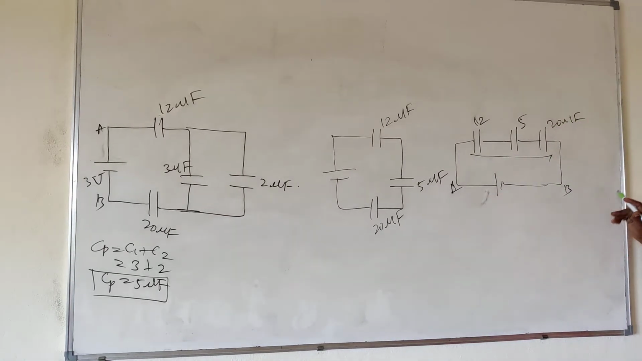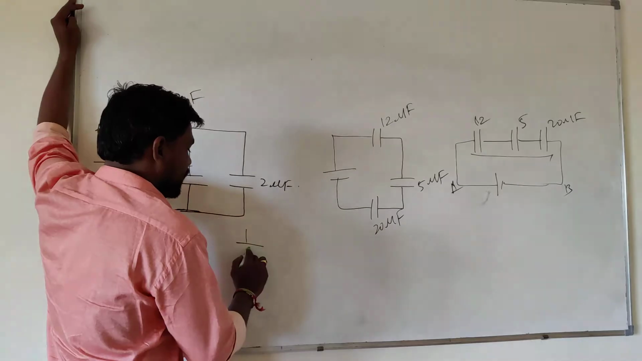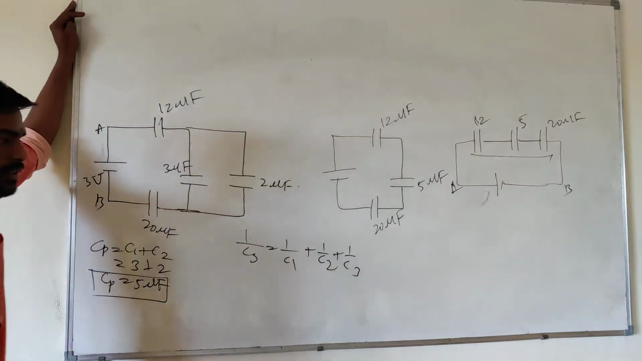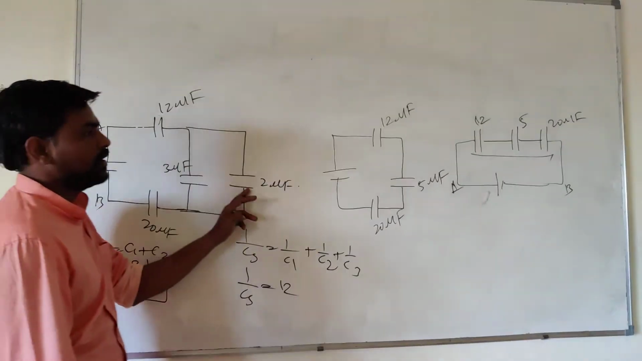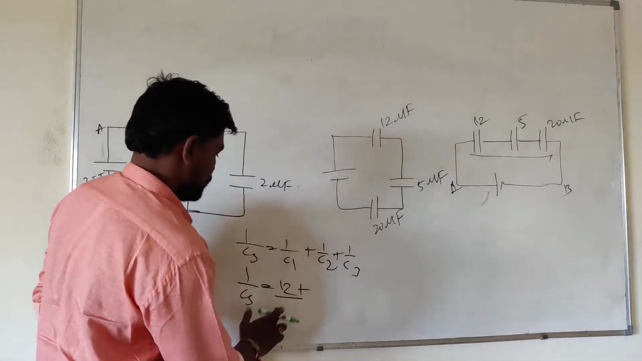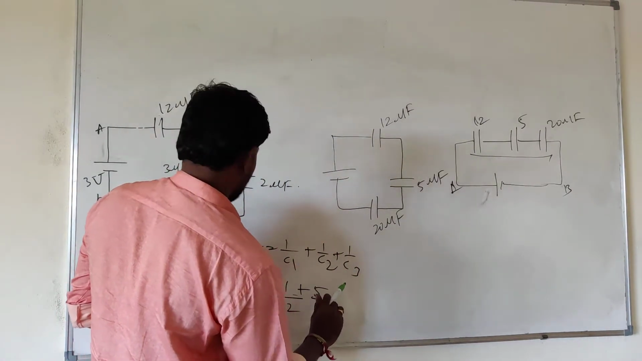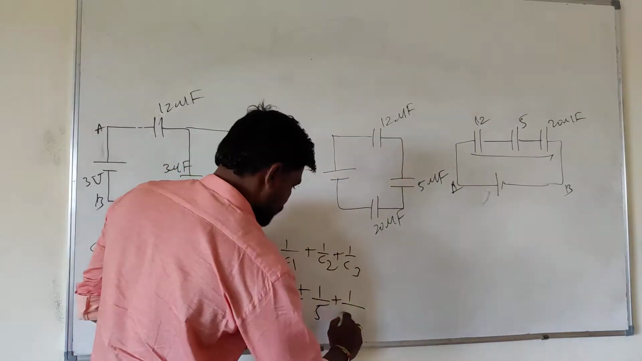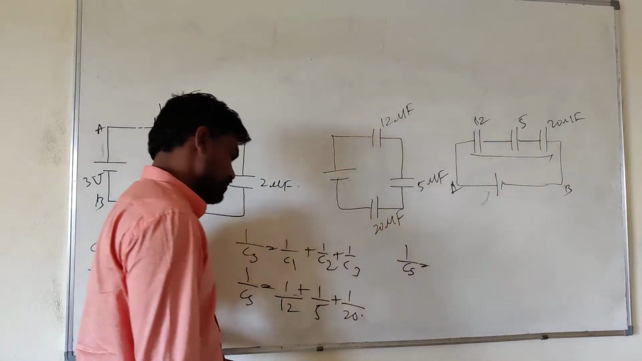Now this circuit is which type of combination? Series combination. So 1 by CS is equal to 1 by C1 plus 1 by C2 plus 1 by C3. So 1 by CS is equal to 1 by 12 plus 1 by 5 plus 1 by 20. Take the LCM, it is 60, right?